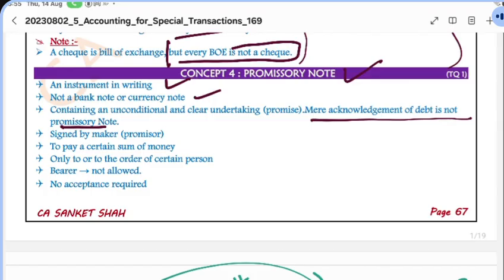So in a promissory note, he clearly says, I promise to pay Mr. Praveen rupees 1 lakh after 1 month, after 2 months, after 3 months, whatever the time is stipulated. Mere acknowledgement is not a promise, right? It should have an undertaking. What is an undertaking? A promise to pay. Clear there? Signed by the maker. Who is the maker here? The one who borrows money himself will be the maker.